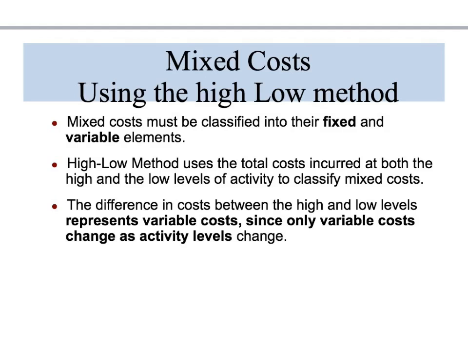Now there are some costs that change, therefore they are variable, but they don't change in direct proportion. They're not fixed because they change. So a mixed cost is a cost that has both a fixed and a variable element to it. And we have to break it out into the fixed portion and the variable portion. And what we do is we use what's called a high-low method. That is, we look at the difference in costs at the high and at the low. Now the difference in that cost is the variable portion of the cost, because the fixed cost would remain the same. Let's go through an example.